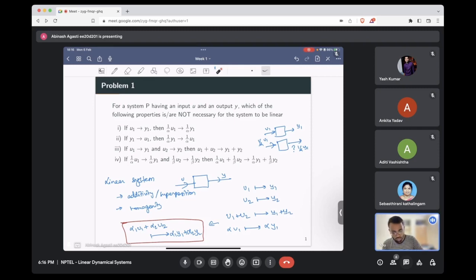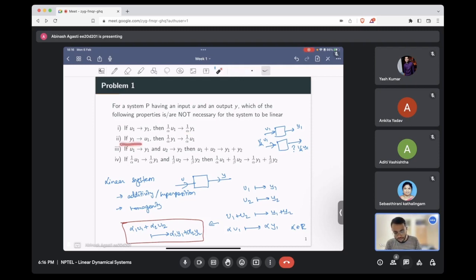Okay, so clearly you can see we had one of the properties as this. If I scale the input by some alpha, where alpha is any real number, then the output must also be scaled by alpha for the system to be linear. So here we are scaling the input by 1 by alpha. By the consequence of linearity of the system, the output should also be scaled by 1 by alpha.